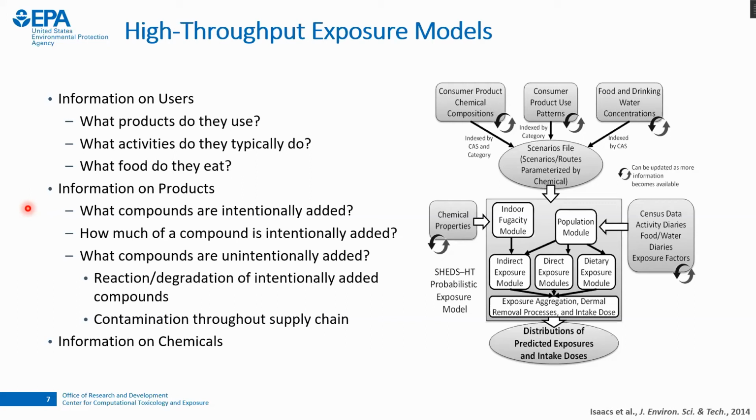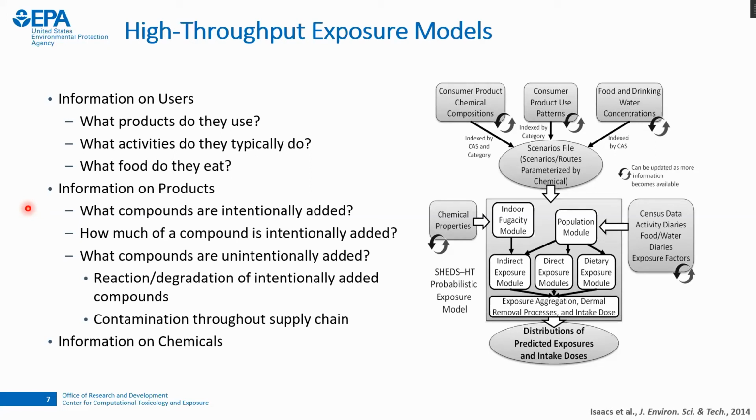And then you have the issue of what's in the products themselves. Are there compounds intentionally added? Do we know how much of that has been added? Do we have information on unintentionally added compounds that may come through the supply chain? With something sitting on a shelf for some time, you have the potential that ingredients within that product could react or degrade and produce other products in there. You could also have leaching from the packaging material itself.